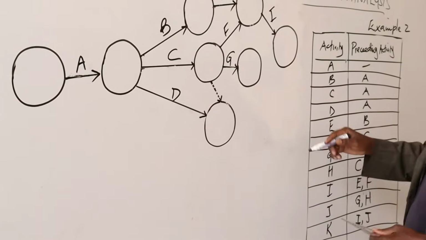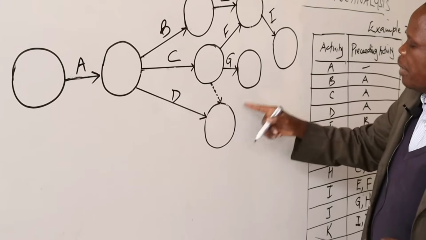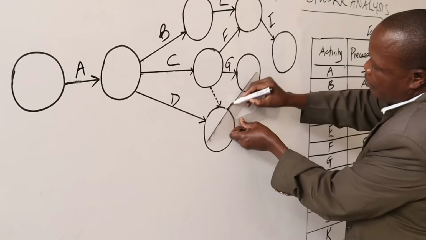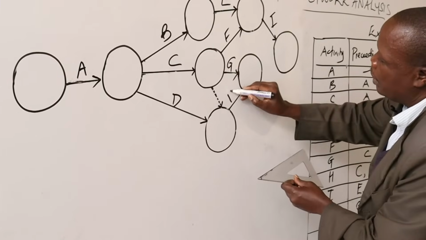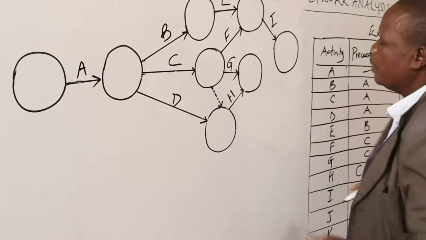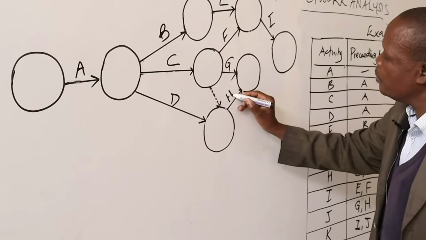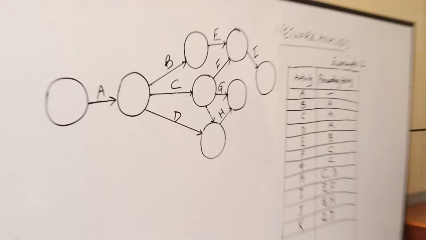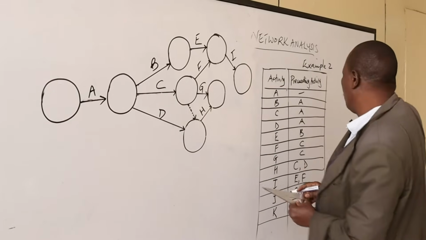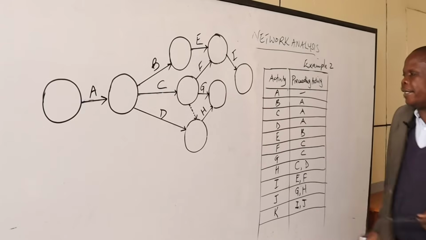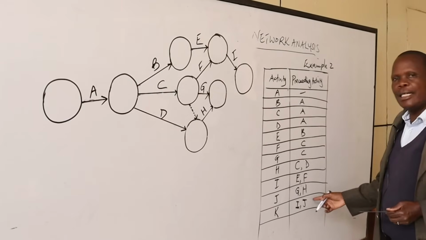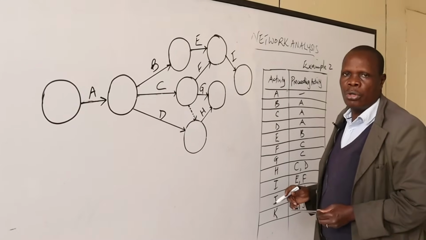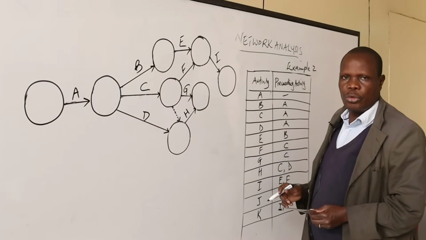That means this H, which comes from here, must converge with the G. So G and H are converging to give rise to J, and I and J are converging. So that J must go all the way to meet with I.